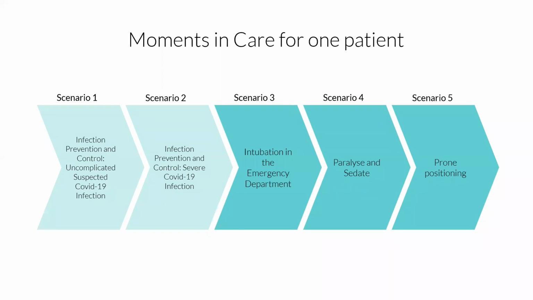Scenario 4 picks up his care when he's in the intensive care, and they're making decisions as to whether or not to paralyse and sedate this person to improve their ventilation support. And scenario 5, we thought is important to cover off how to physically prone a patient, and scenario 5 will cover this.